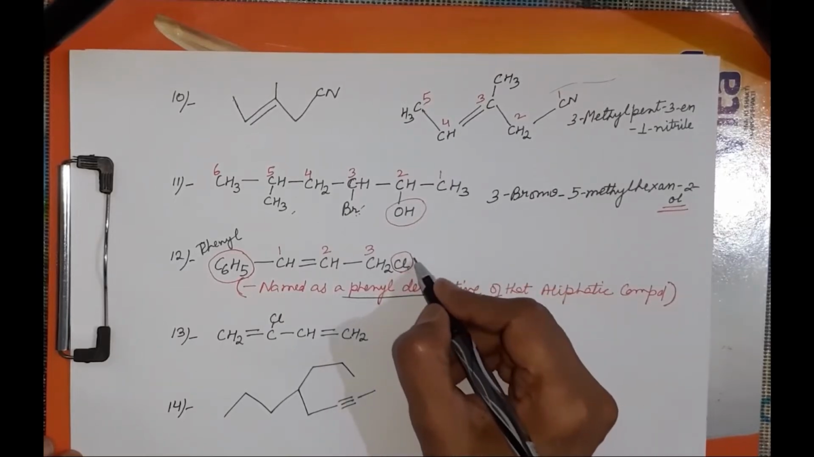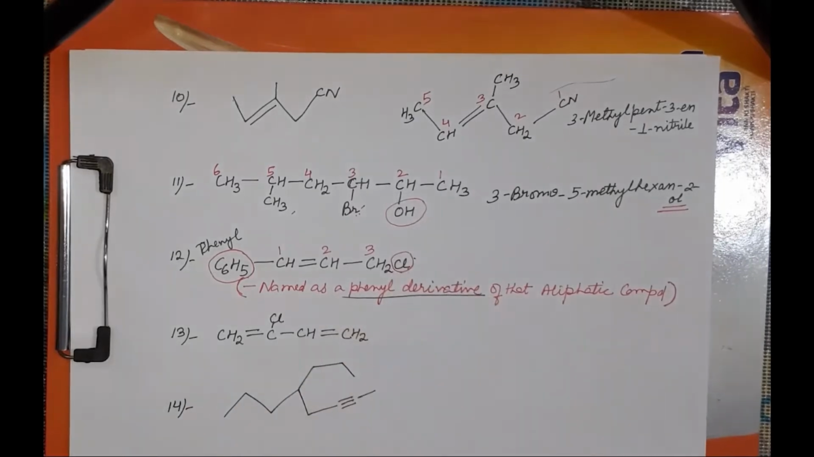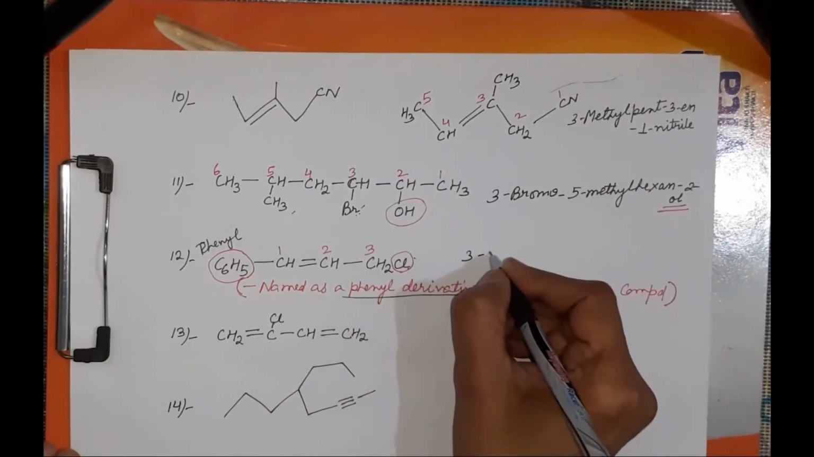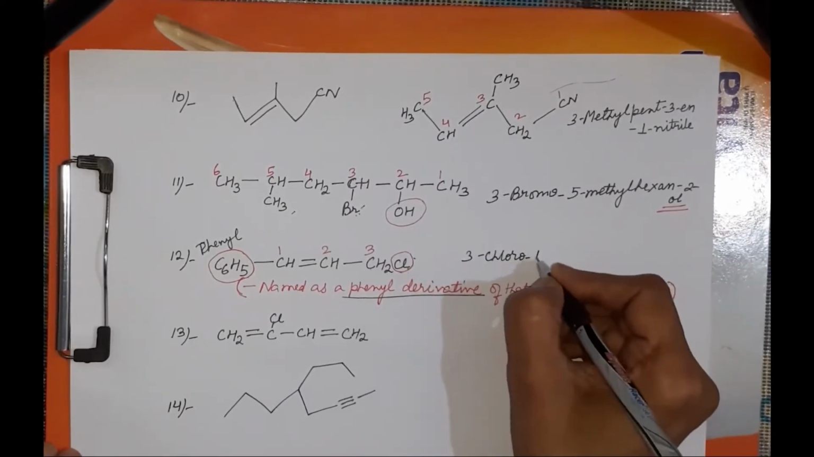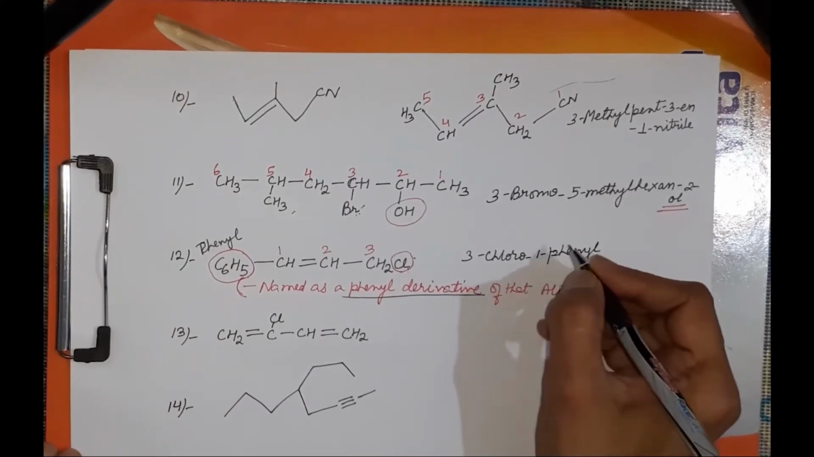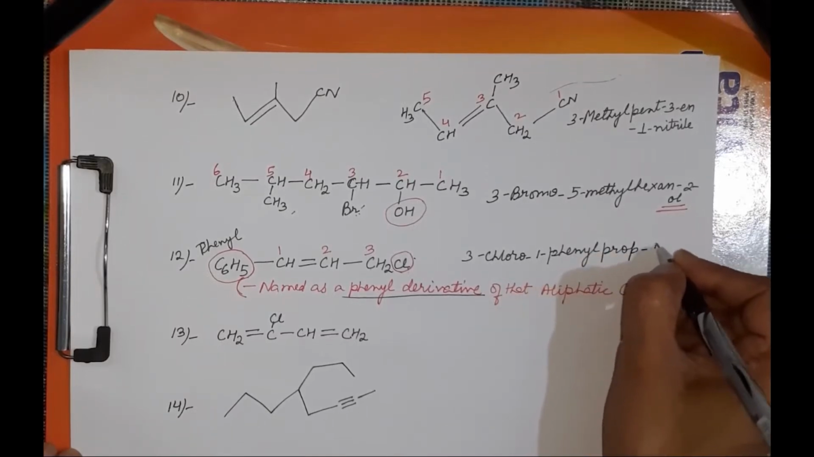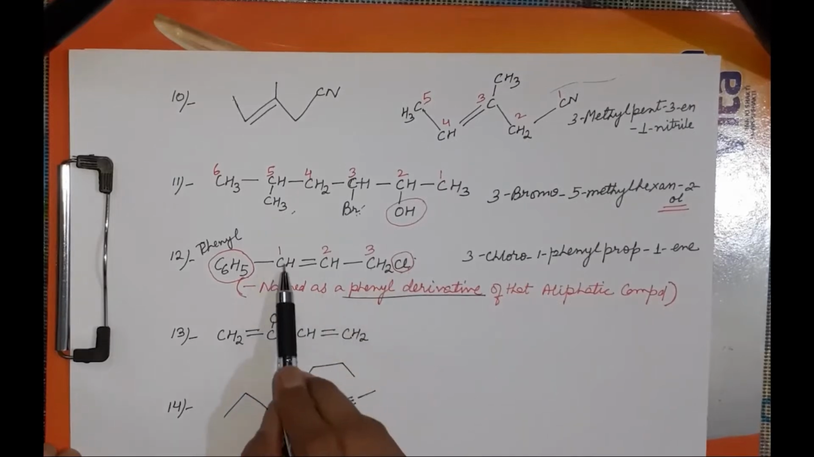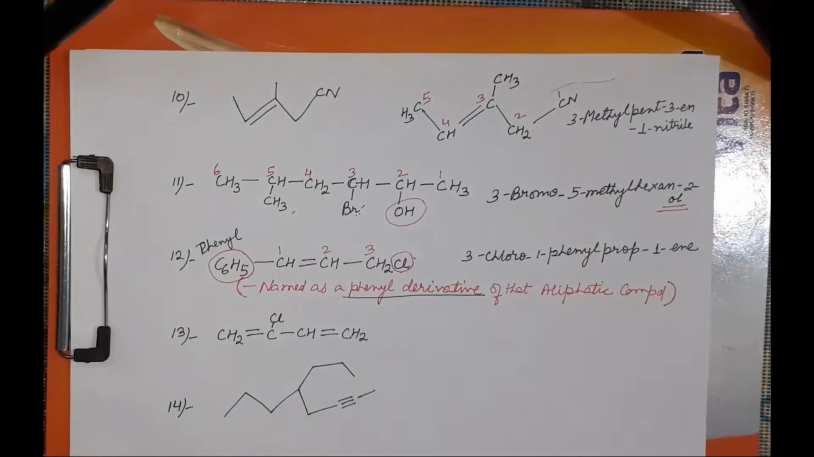So this is the chloro group. First we will write the chloro group, so the chloro group will come first. So the name will be 3-chloro, 1-phenyl, prop, 1-ene. So this will be the name.